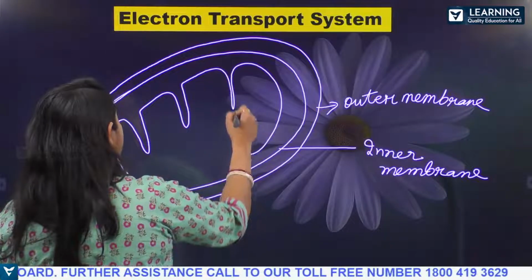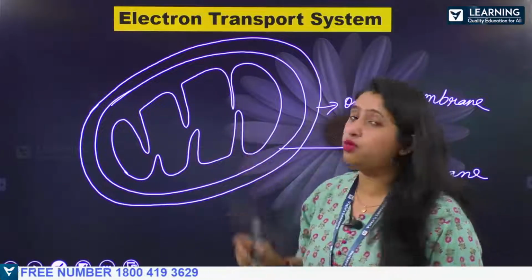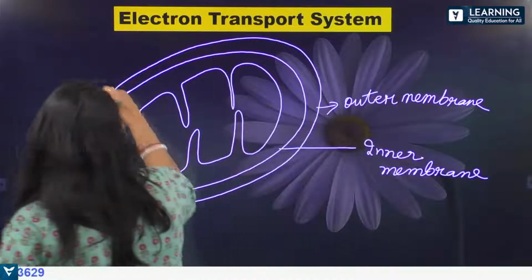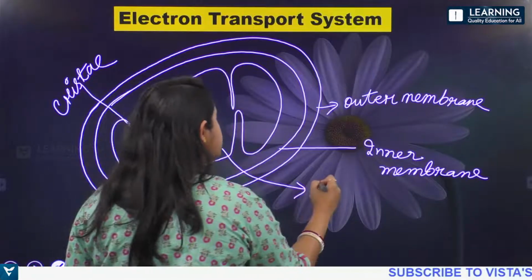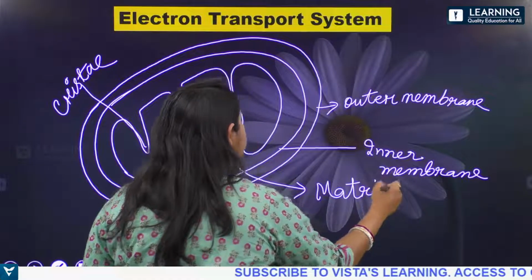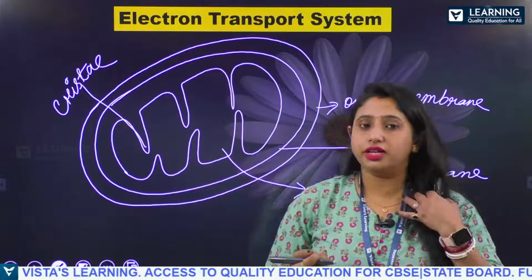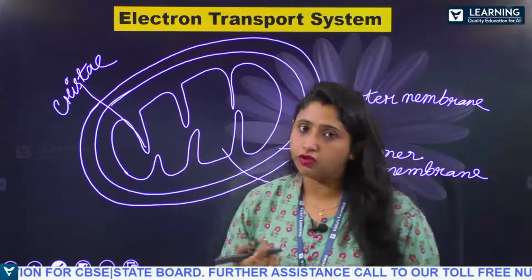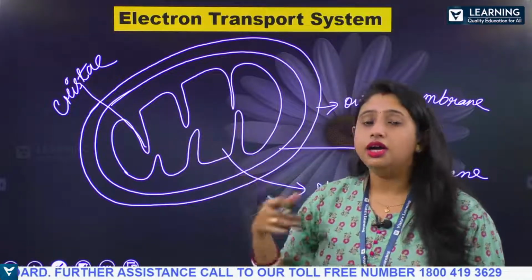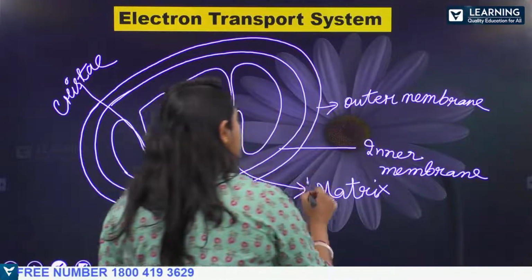Now inside the inner membrane, you know that there are various finger-like projections or foldings. These foldings are known as cristae, isn't it? Cristae. Now this area is known as the matrix of the mitochondria. Ribosomes and DNA are present here as well. Now the Krebs cycle and the electron transport chain take place in the matrix of the mitochondria.